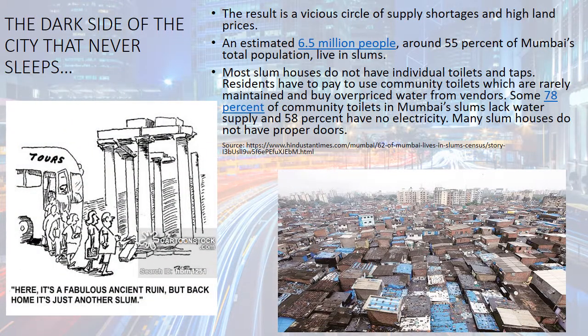The result of this vicious circle of supply shortage and high land prices, an estimated 6.5 million people, that is around half the population of Mumbai, that's 55% population of Mumbai, lives in slums. Most slum houses do not have individual toilets and taps. Residents have to pay to use community toilets, which are rarely maintained, and buy overpriced water from vendors. Some 78% of community toilets in Mumbai slums lack water supply, and 58% have no electricity. Many slum houses do not have proper doors. So that was a dark side of the city that never sleeps.